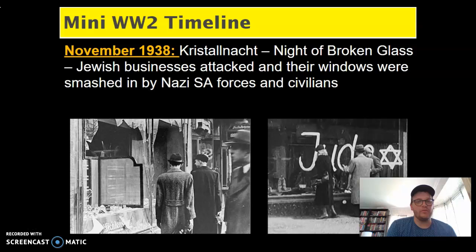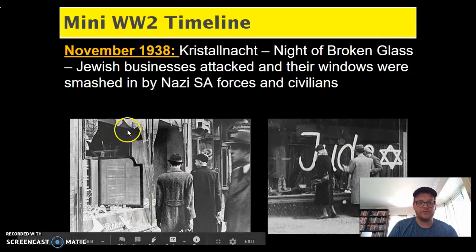It stands for like the Night of Broken Glass, which is basically after all these anti-Jewish laws come into effect, eventually Jewish businesses are attacked, windows are broken in, hence the crystal, the broken glass, and not just by Nazi SA forces, which are basically like the secret police, as well as civilians actually get involved too, where German civilians are either getting involved directly in fighting, or they're just standing by and watching this all happen and not doing anything to help their Jewish neighbors.